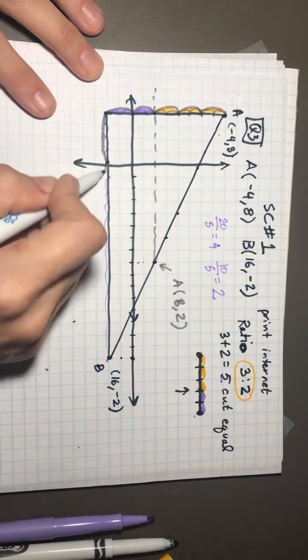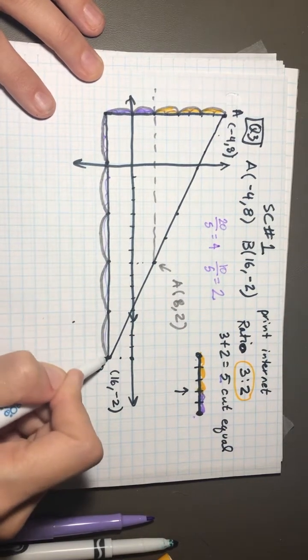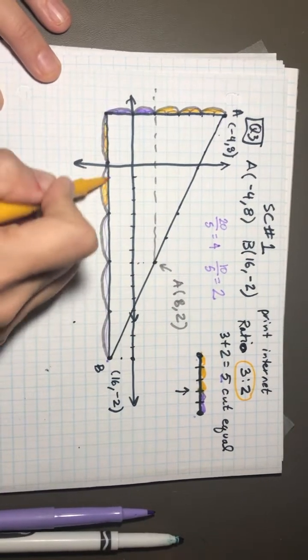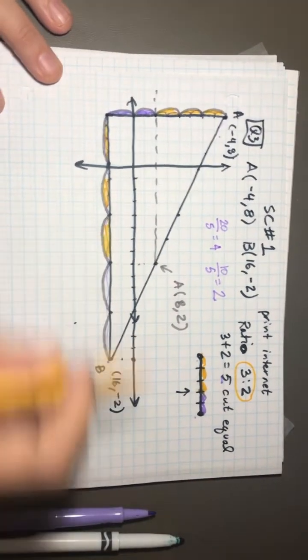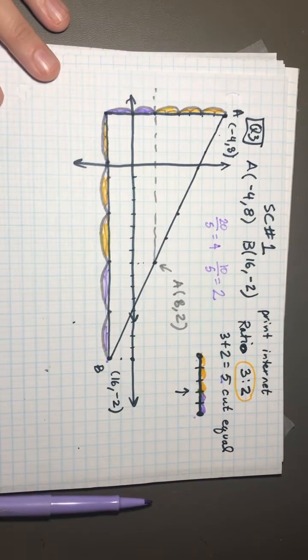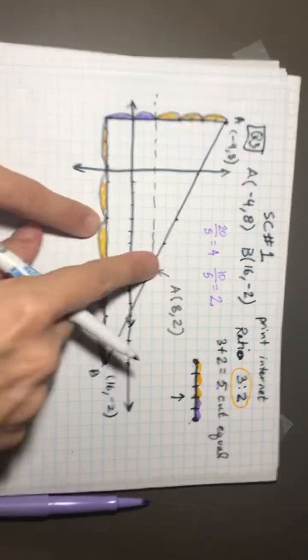1, 2, 3, 4. 1, 2, 3, 4. And once again, I need to go 3 equal places with 2 left to go. So here it is again. Notice that that is that coordinate.